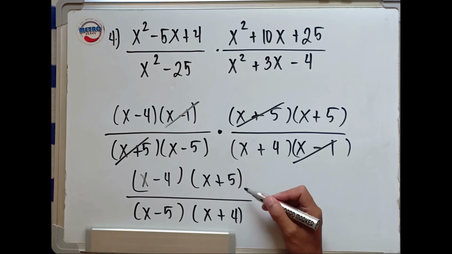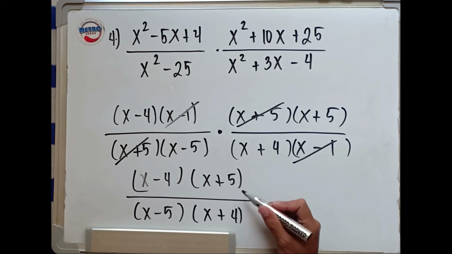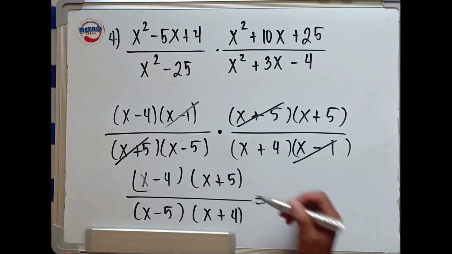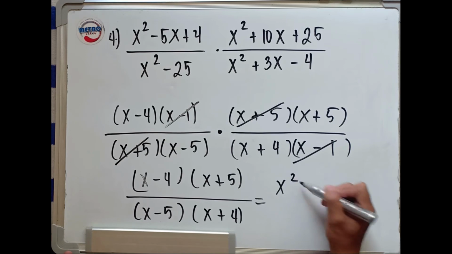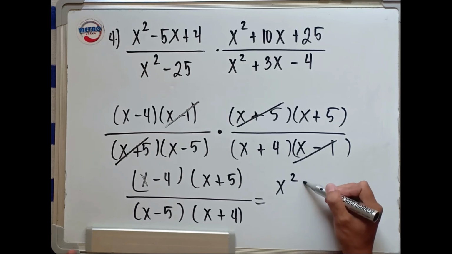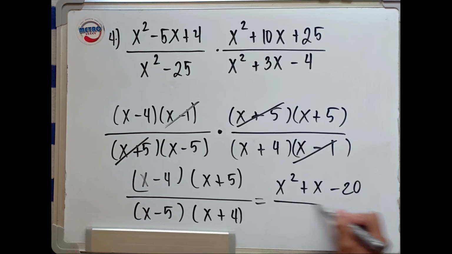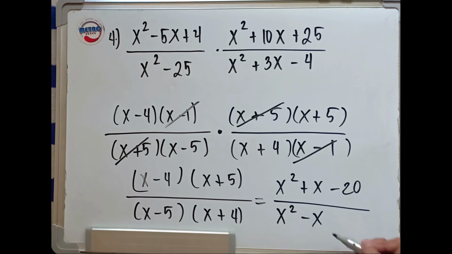Now, if there's no common factor left on this numerator and denominator, we have to simplify. So, x minus 4 times x plus 5 will be x squared plus x minus 20. And our denominator will be x squared minus x minus 20. This will be our answer for item number 4.